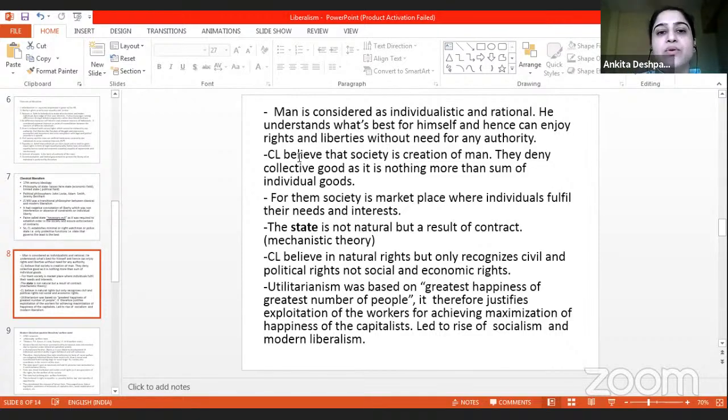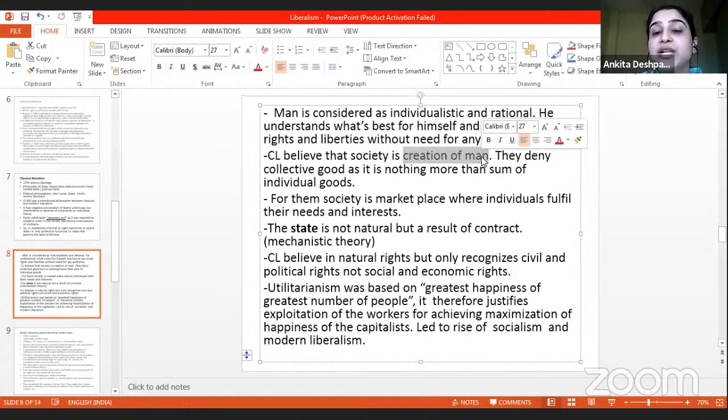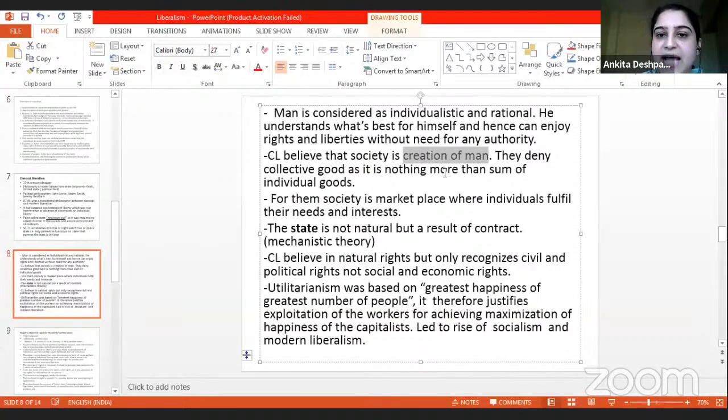All right. So classical liberalism believes that society is a creation of man, an artificial creation. John Locke, first treatise, I told you, just for explanation, that first a society was created, then came a state. So society as well as the state are not natural but a result of contract. Both are artificial creations because they are created by a contract. That's why the liberal theory of state comes from John Locke, as well as the social contract thinkers.